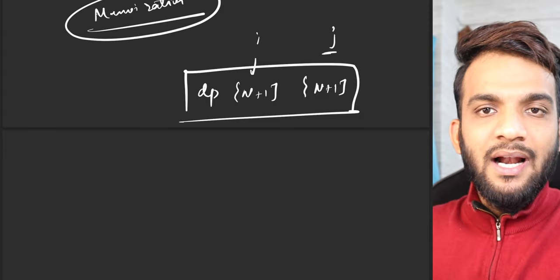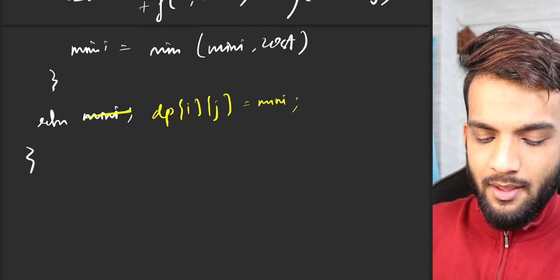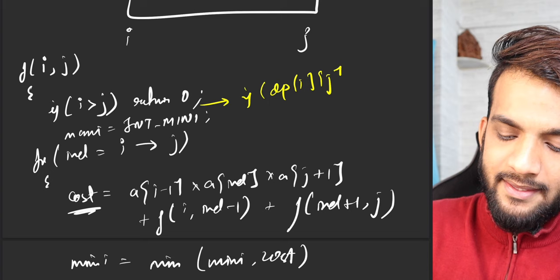Okay. And for every state ij, you will just plug in over here. DP of ij is equal to the maximum. That is what you'll plug in. And you'll just write one line over here. If that state has not been computed, initially you can assign that with minus 1, plug that in over here and return DP of ij.